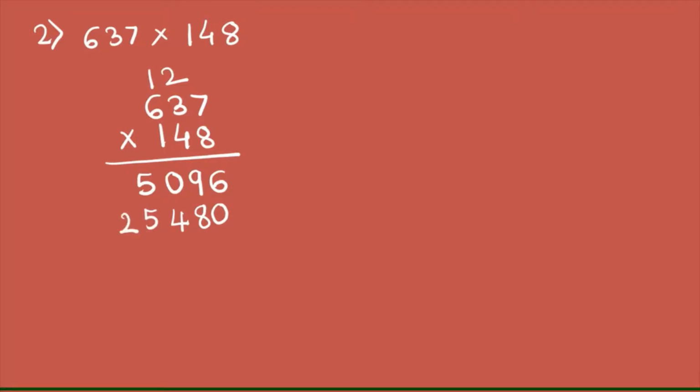Now we are done with 4 also. Now we move to 1, which has value of 100. So I put 2 zeros here for the next step. Then I start to multiply with 1.